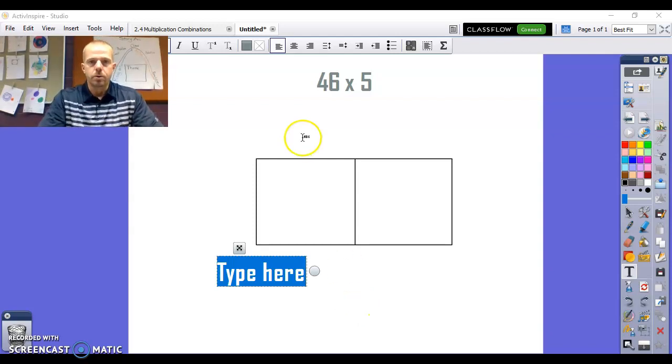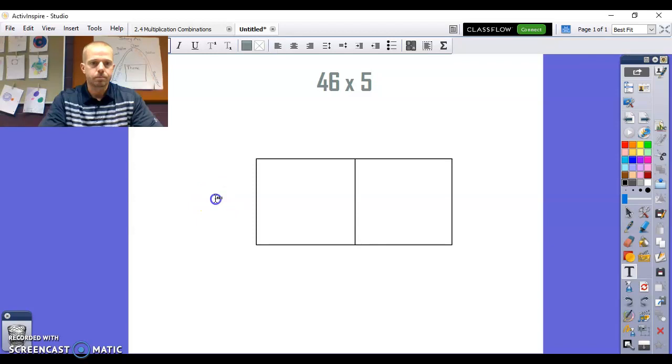Okay, we're going to go through the array strategy. So you're going to multiply 46 times 5. One factor, your 5, is going to go to this side because this is the smaller factor. Up top, we're going to put 46 in expanded form.